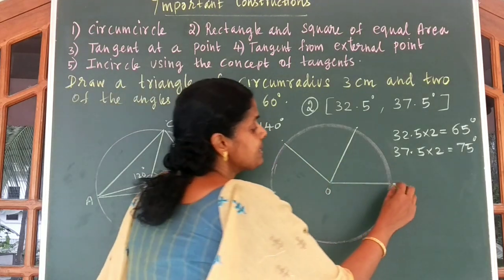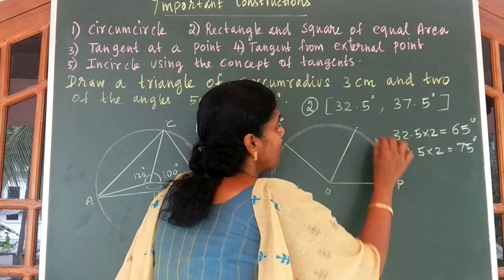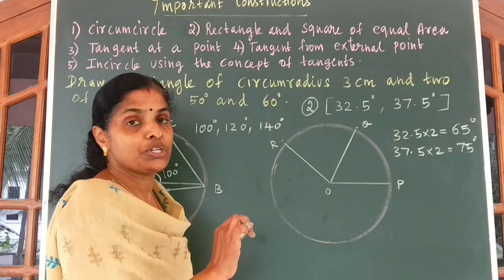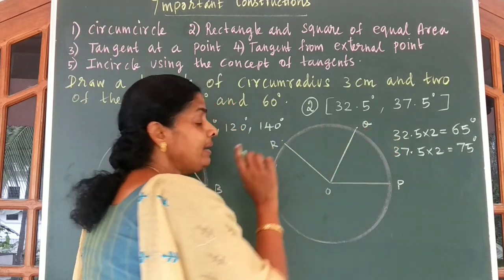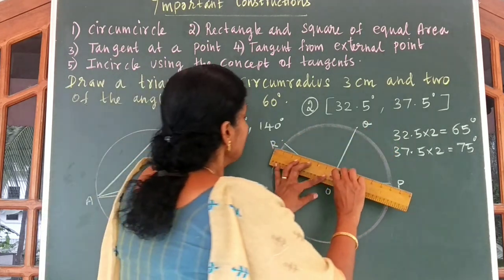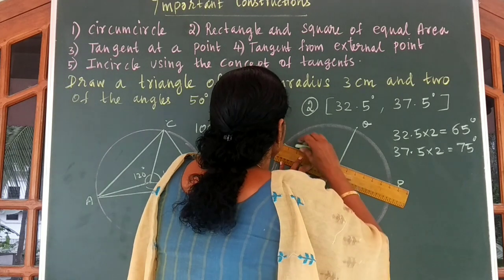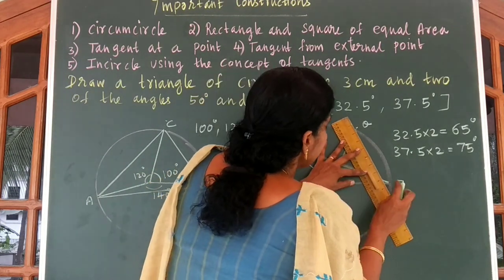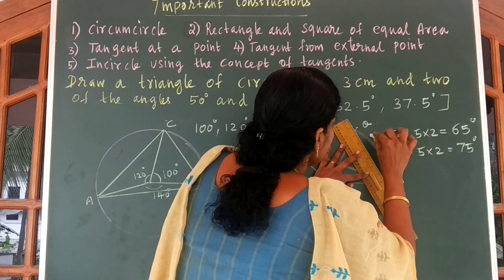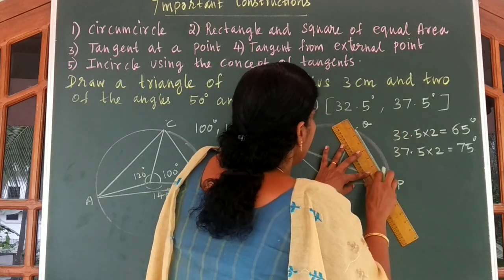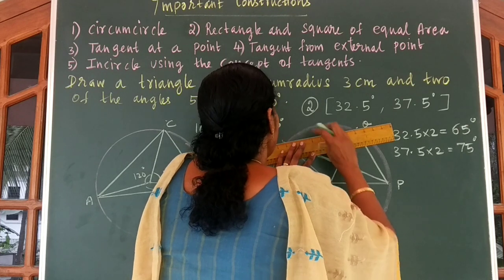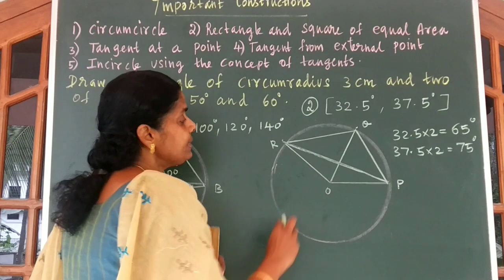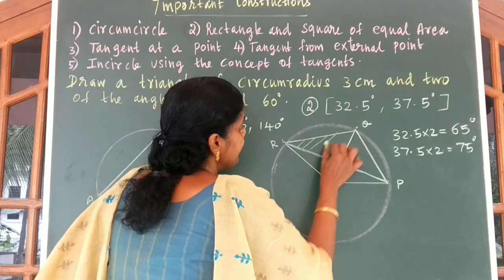Now name these 3 points. Let me name the points as P, Q and R. Now join P, Q and R. I will show you. So we are joining P to R. Then you join P to Q and Q to R. So this is our required triangle.